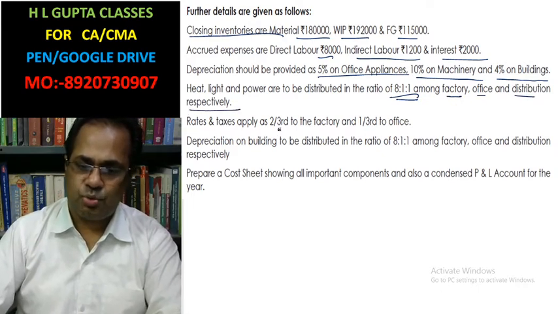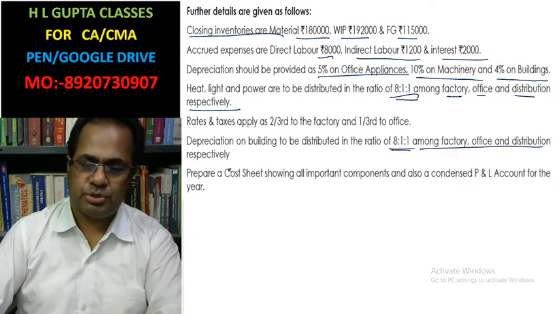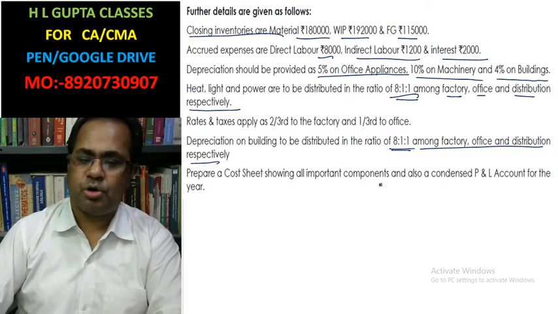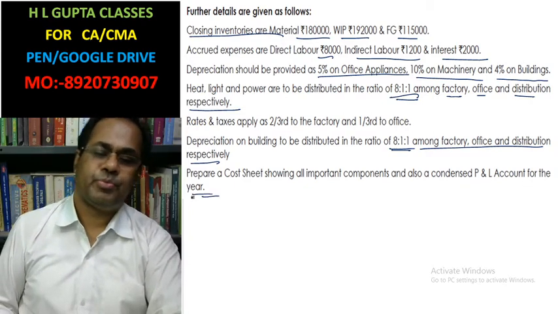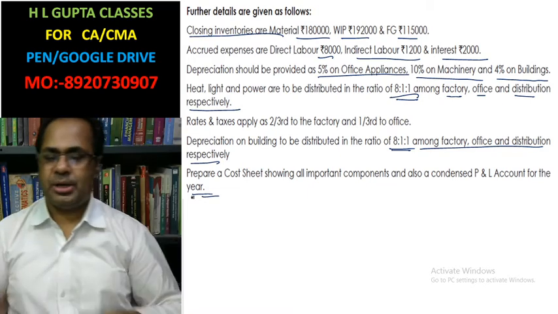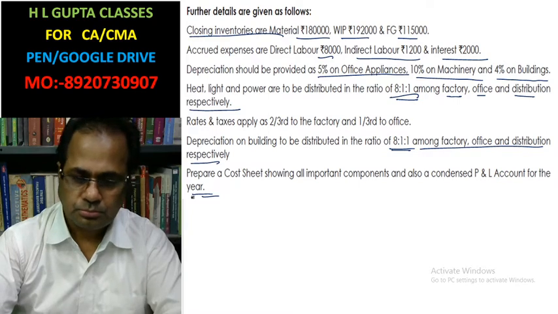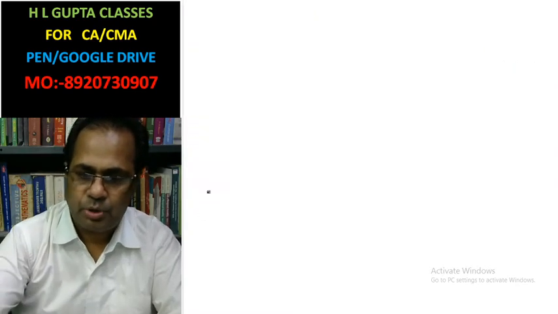Rates and taxes are 2/3 for the factory and 1/3 for the office. Depreciation on building to be distributed in 8:1:1 among the factory, office and distribution respectively. Prepare the cost sheets on all important components and also a condensed profit and loss account for this year. Okay, first I'm going to make the working notes. Now please try to do your working notes first.